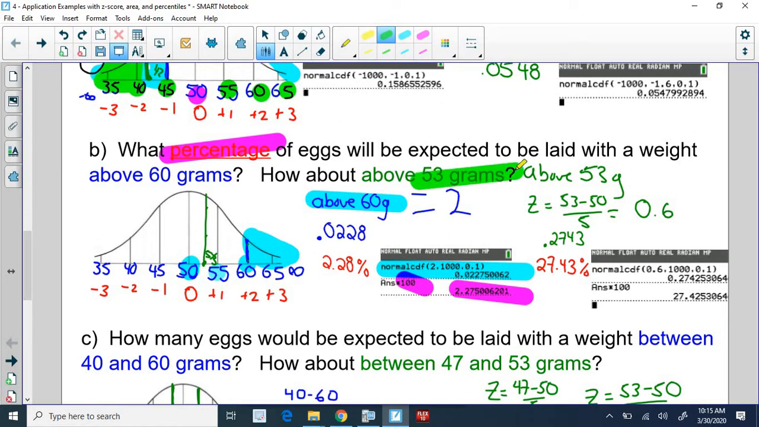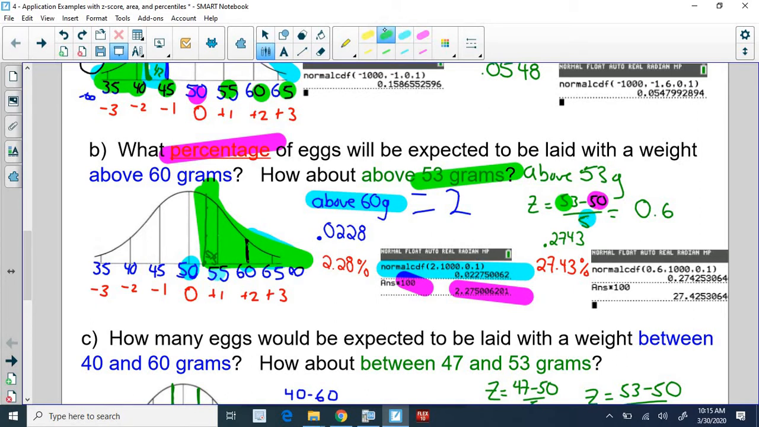And 53 grams, again, that's not a z-score. I mean, that is not a standard deviation. It's going to be a z-score. So I have to actually calculate this. Notice I have 53 here, minus my average, divided by my standard deviation, and that comes out to 0.6.